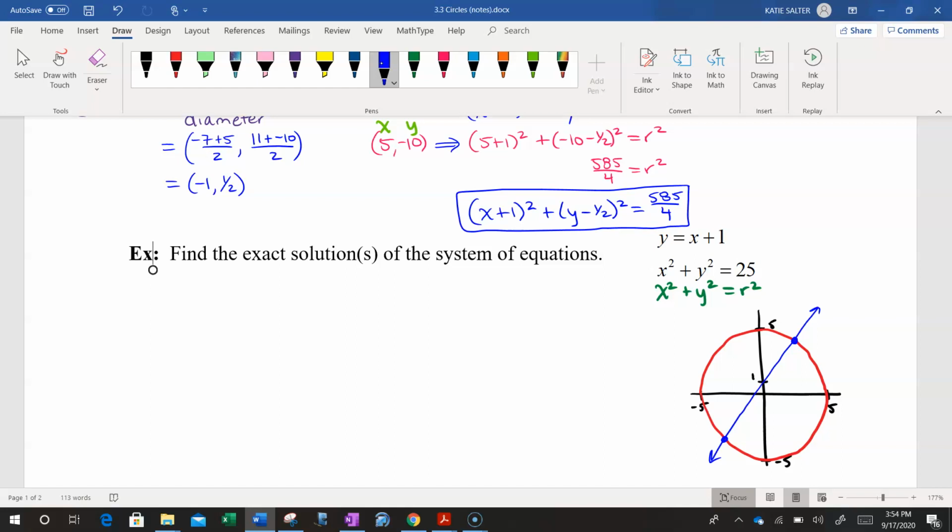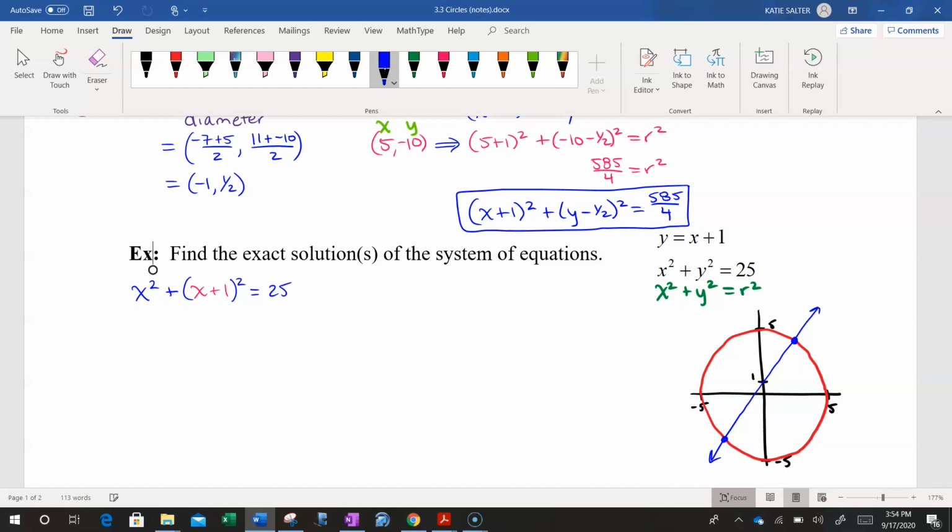All right, so we're going to work this out algebraically, and to do that, we're going to use substitution. If we know that y is equal to x + 1, when we go over to this circle formula, we can substitute x + 1 in wherever we see y. So we have x² + y², but instead of putting y, we substitute in what y is equal to: x² + (x + 1)² = 25.